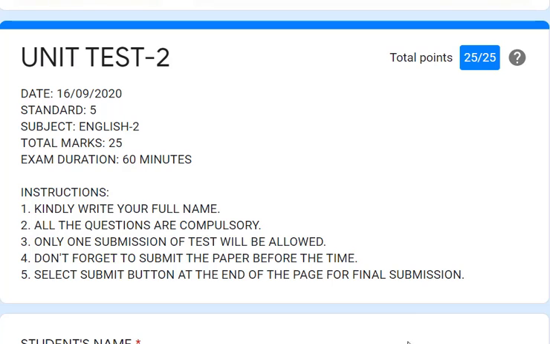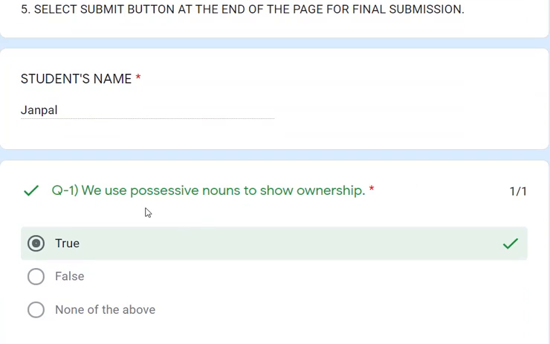Let's see our score. Yes, you can see here, I got 25 out of 25. It means all my answers are correct. Right? All my answers are correct. So let's see the solutions again. We use possessive nouns to show ownership, that is true.